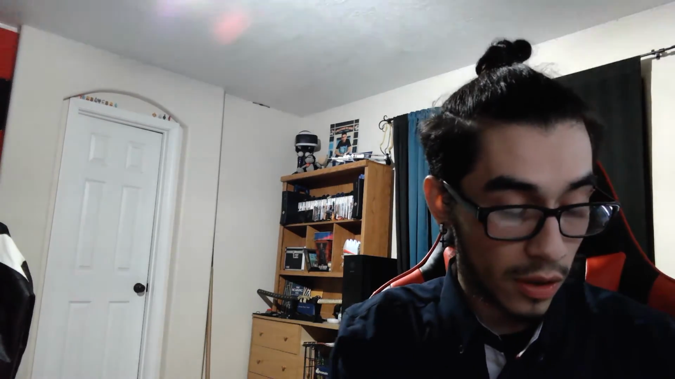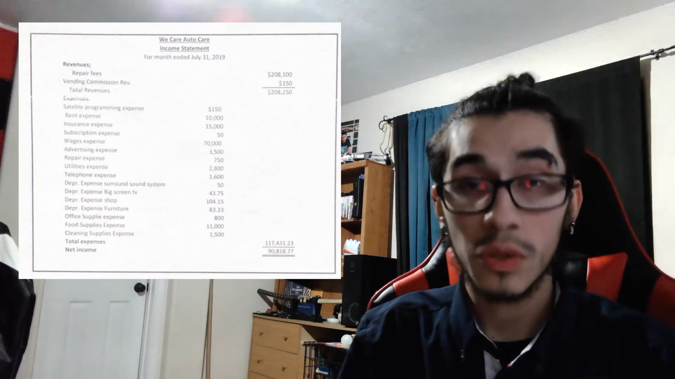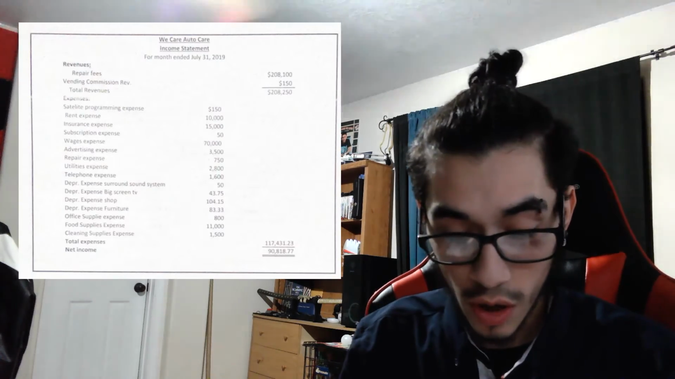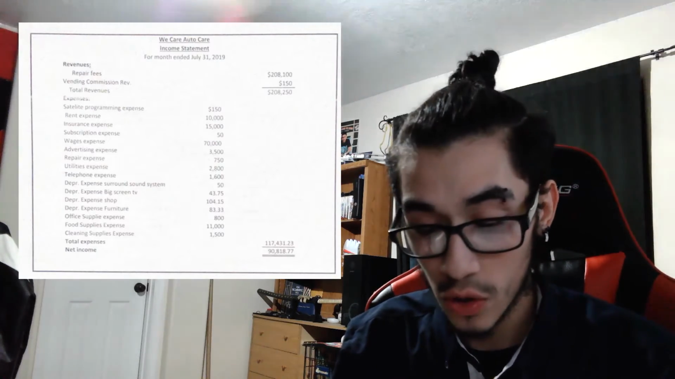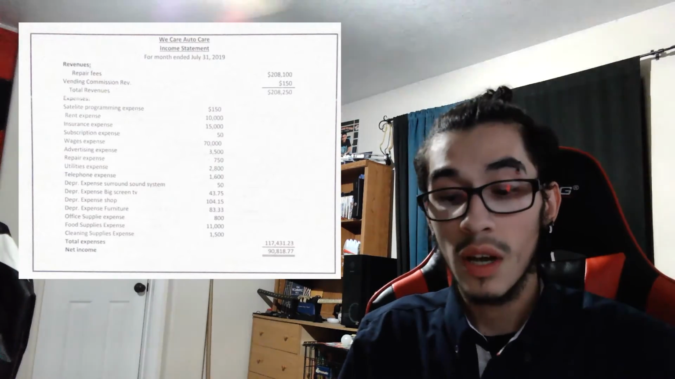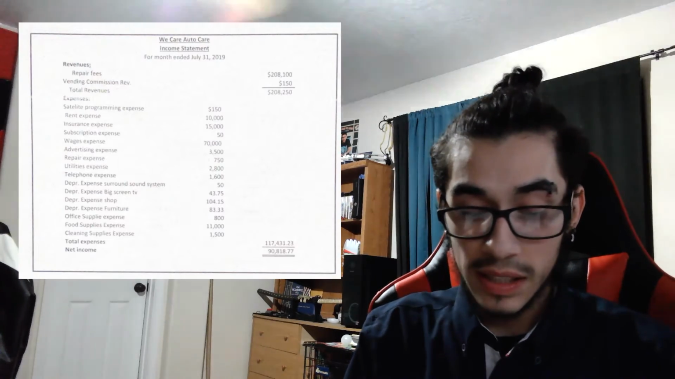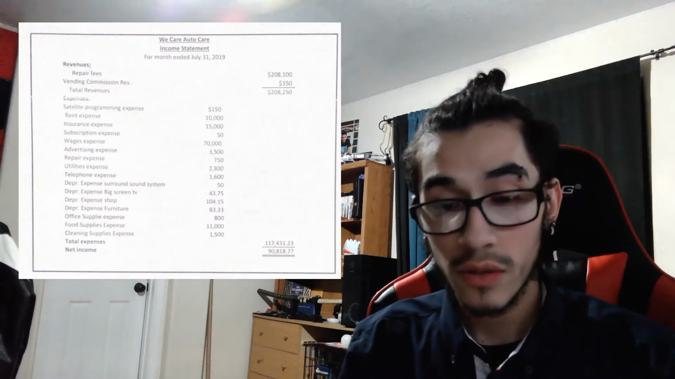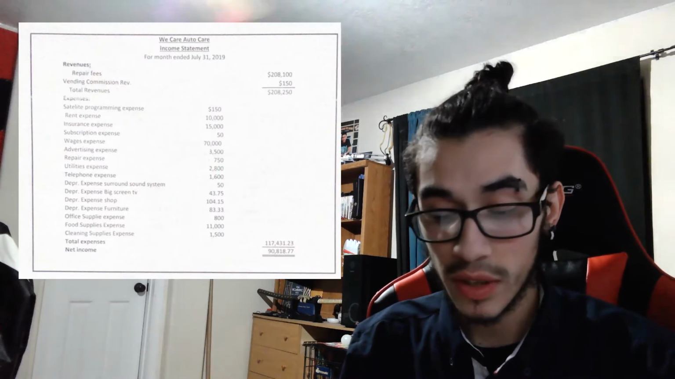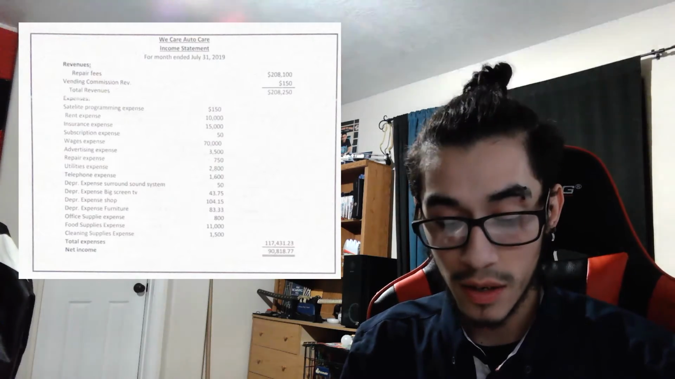Next, going over the income statement for the month of July 31st. Of course, we have the total repair fees, which came out to $208,100, and then the vending commission revenue, which came out to $150, and the total revenues came out to $208,250. All the expenses added up came out to $117,431.23. I subtracted my expenses from my revenues and got my total net income.